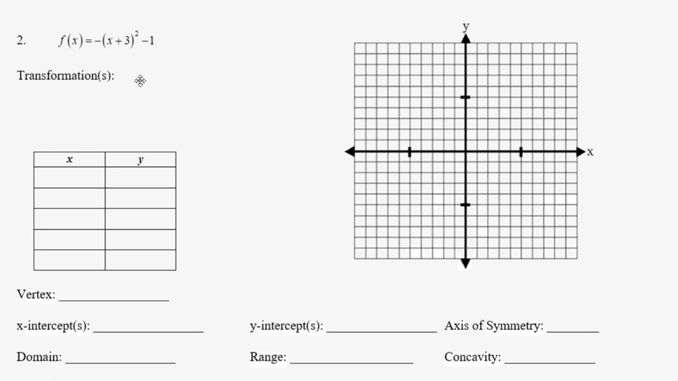So if I look at my equation, I see 1, 2, 3 changes from the original. The negative in the front means it's going to be reflected over the x-axis, so my concavity is down. The +3 tells me that's going to the left 3 units. The -1 is telling me that I am going down 1 unit.